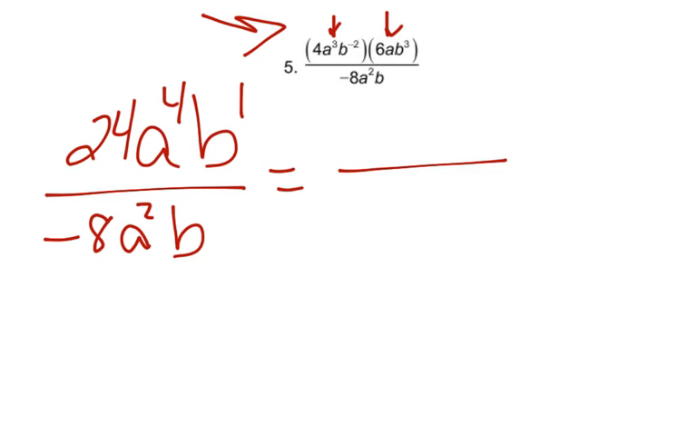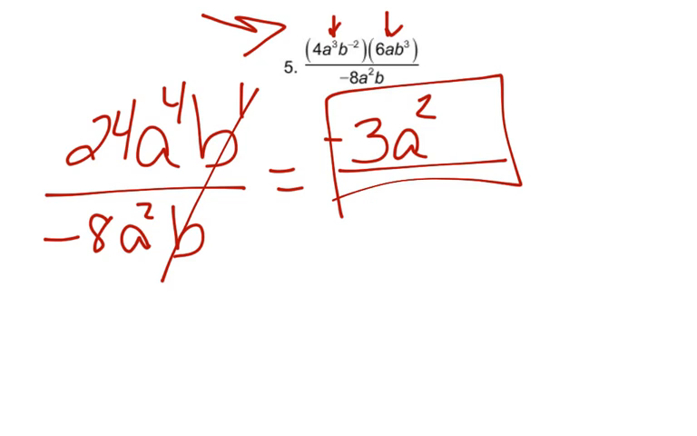Draw your fraction. 24 over negative 8 gives you a negative 3 on the top. It goes on top because 24 is bigger than 8. Looking at your exponents for a, 4 is bigger than 2, so a goes in the top. 4 minus 2 is 2. Looking at your b, you have a b to the first in the top, a b to the first in the bottom. They're going to cancel. There is no b in your answer. Here's your answer.